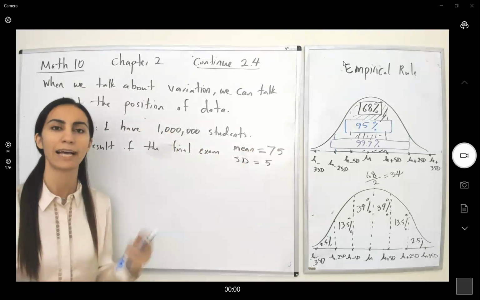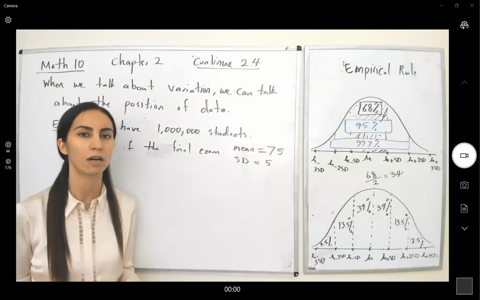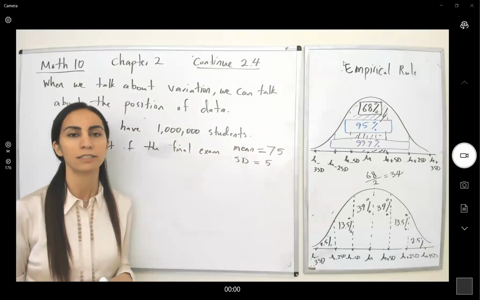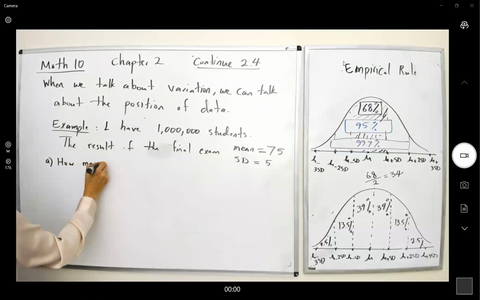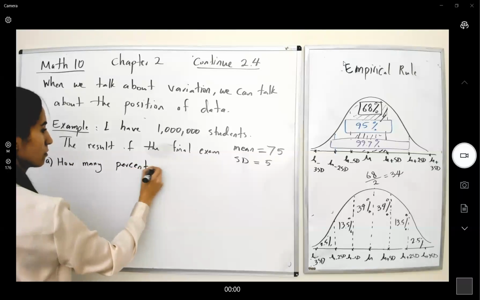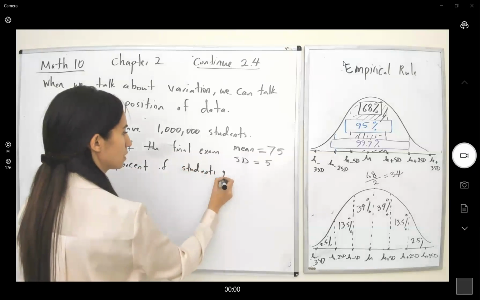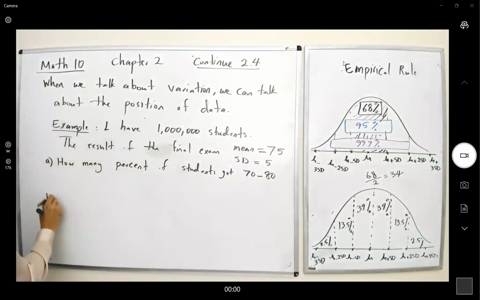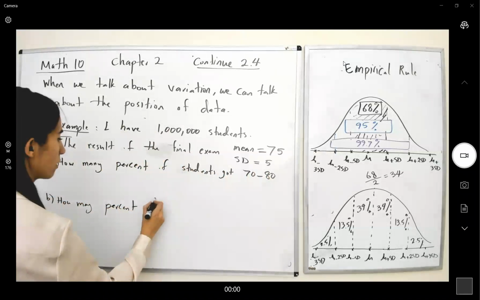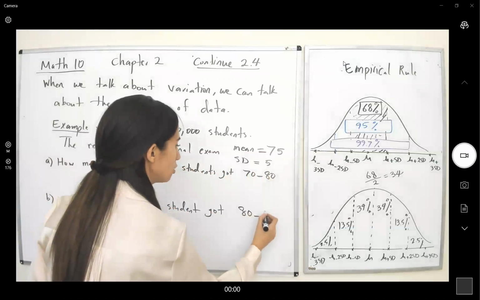So somebody asked me, how many percent of your students got a score 70 to 80? Another question. How many percent of students got 80 to 85?